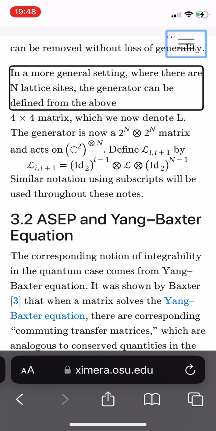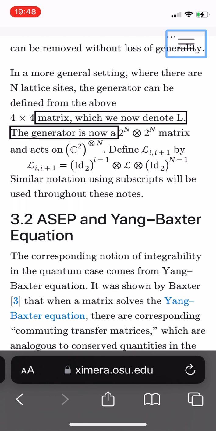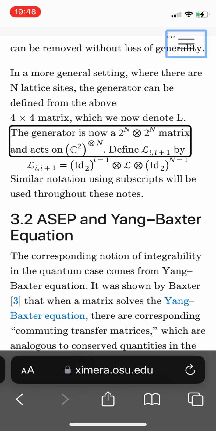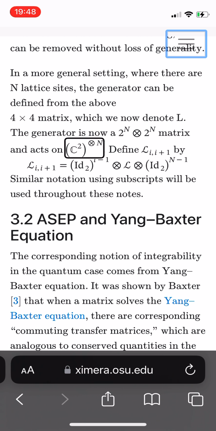In a more general setting, where there are n lattice sites, the generator can be defined from the above 4 times 4 matrix, which we now denote L. The generator is now a 2 to the n by 2 to the n matrix acting on C squared, tensor power n.